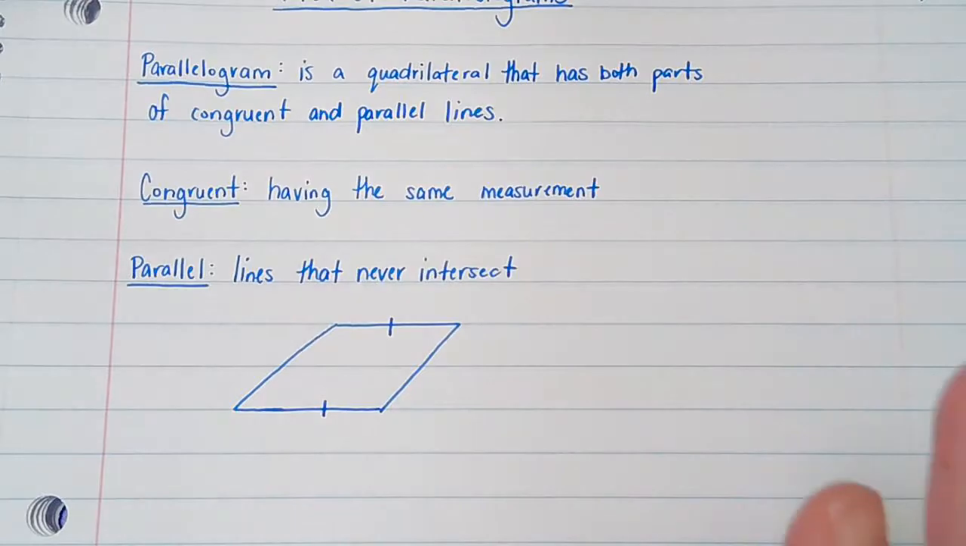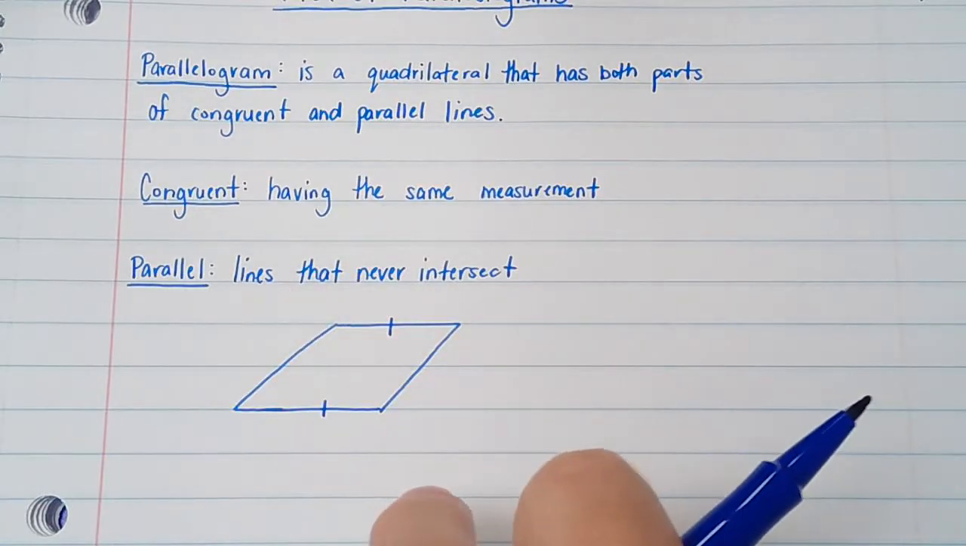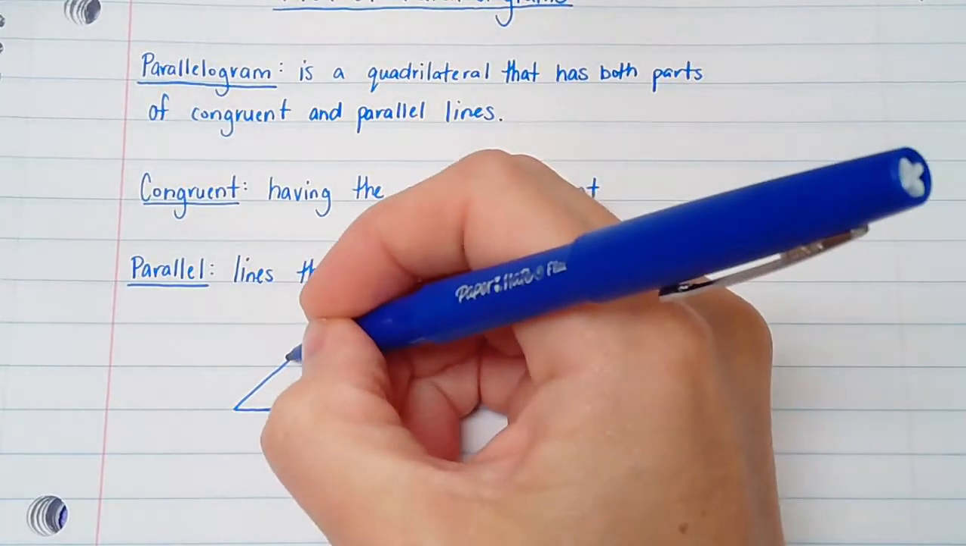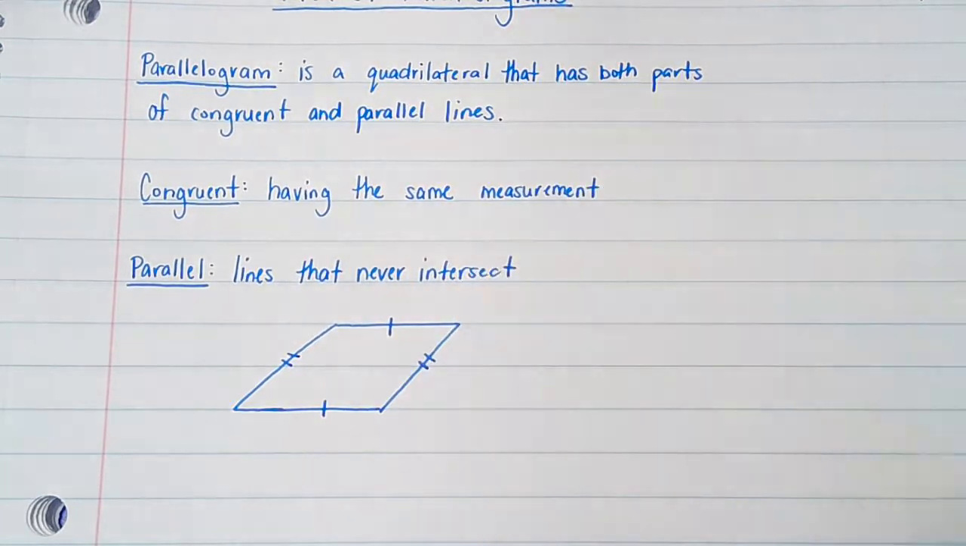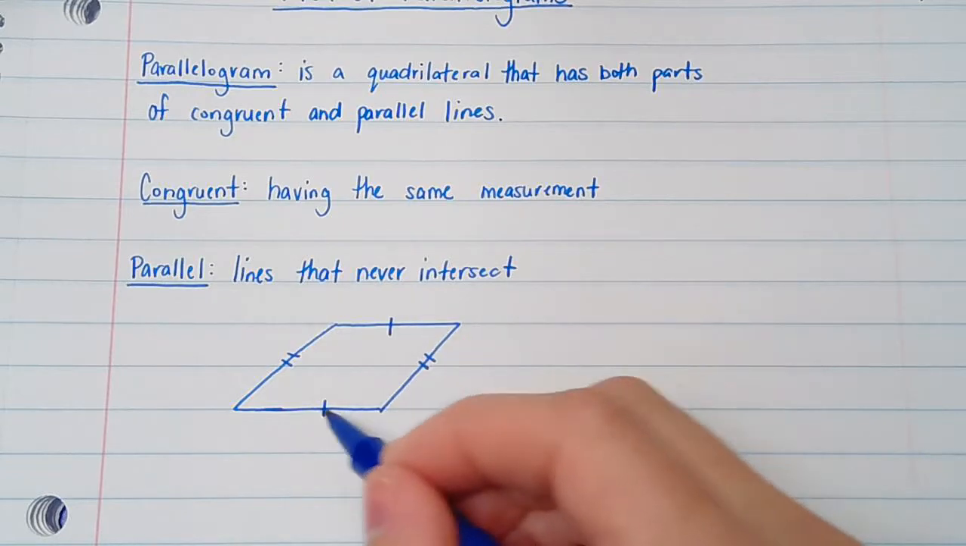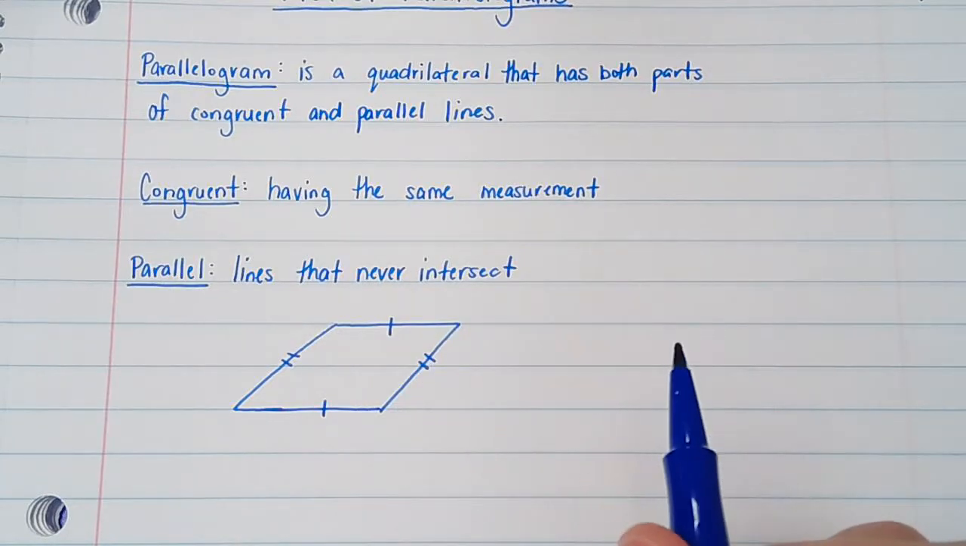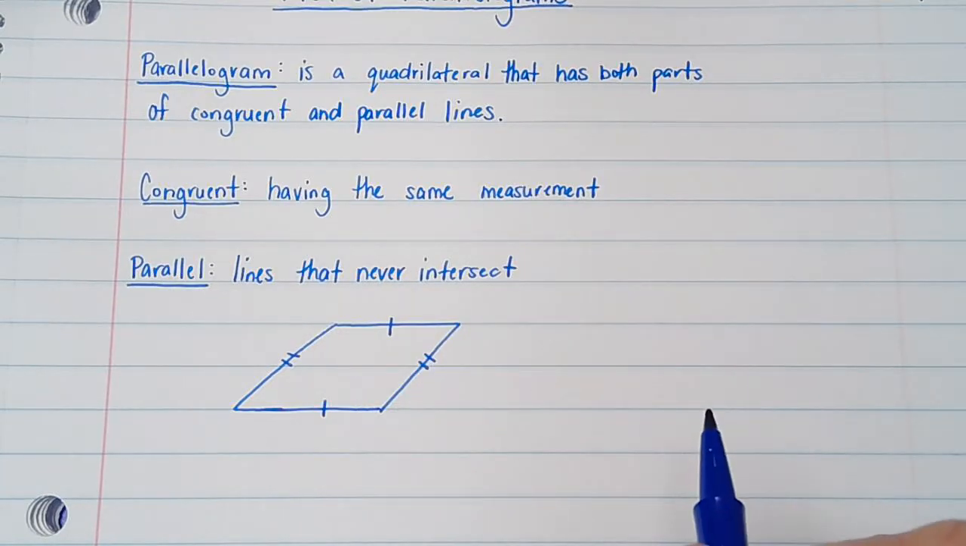Now, I know this looks like all four sides are the same, but they're not. So we show that by doing, this one has two tick marks and this one has two tick marks. So that shows that those two are congruent. You have to match up with whichever side has the same number of tick marks as you do. If all four of these had one tick mark, that would mean that all four sides are congruent. But that would be a rhombus.